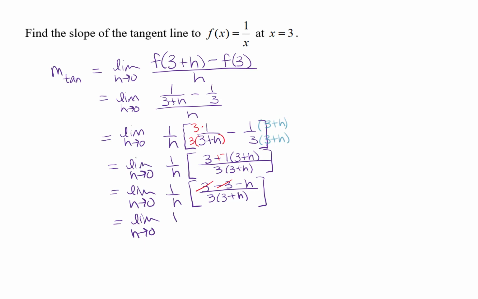Then what I have left in this second fraction is negative h over 3 times the quantity 3 plus h. So here I have a couple of fractions, and I have a common factor of h on the numerator of one and the denominator of the other, so I can cross cancel. Again, if you need that algebra review, go watch that video from the beginning of this week. So limit as h approaches 0 of, multiplying straight across, I get negative 1 over 3 times 3 plus h.